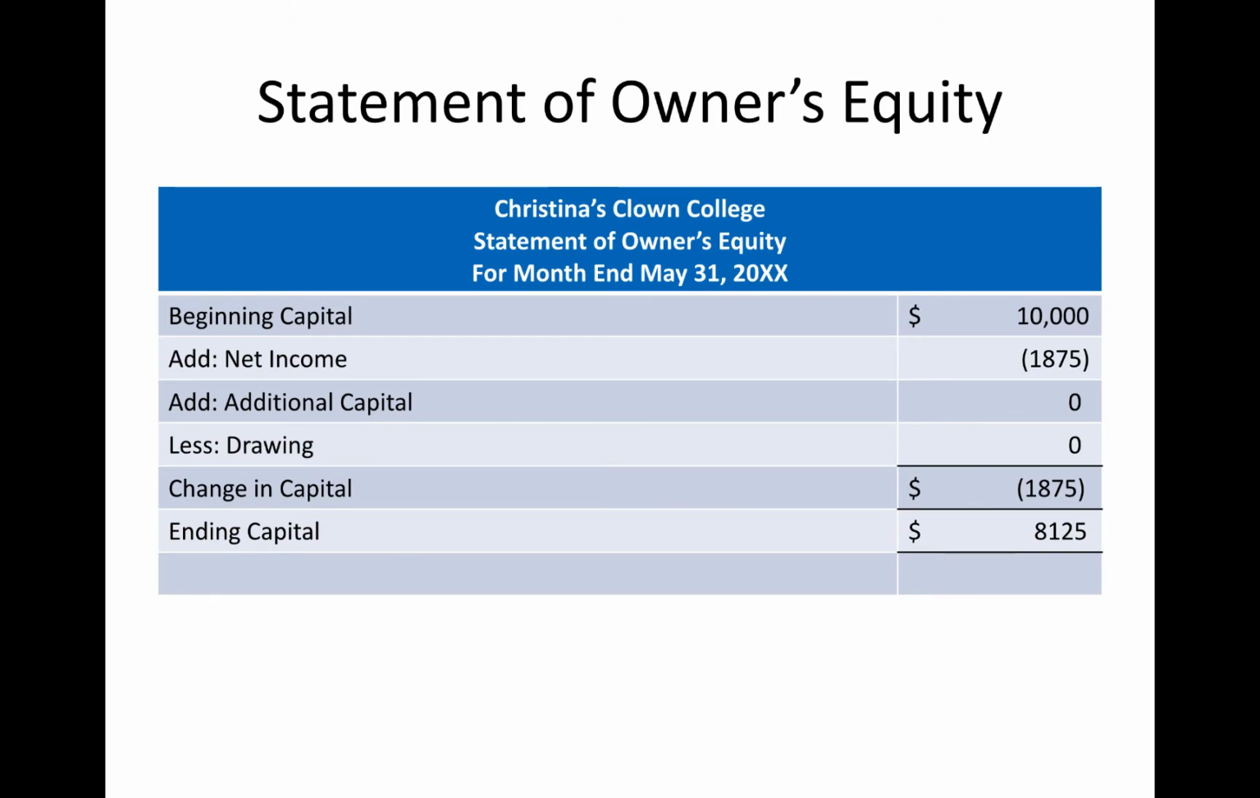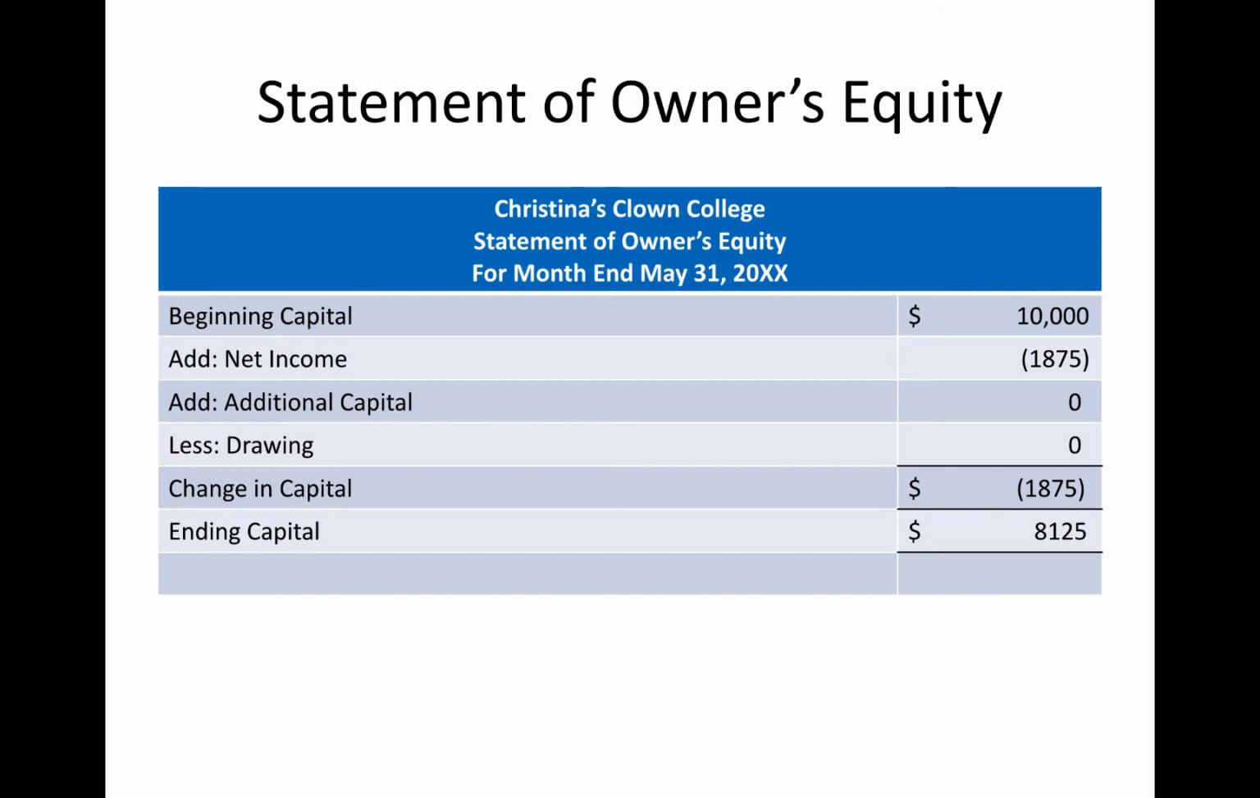The next 2 financial statements are related. This first one is for individuals who are pursuing a sole proprietorship. The statement of owner's equity basically demonstrates the change in capital for the owner of the business. So we start with the beginning capital from our beginning month of operations. If you'll recall, we had $10,000 of personal savings, and so that's reflected in the first line here. We're adding in our net income.